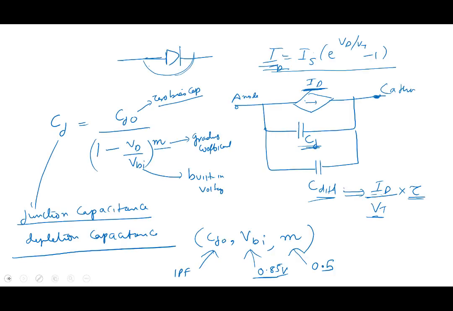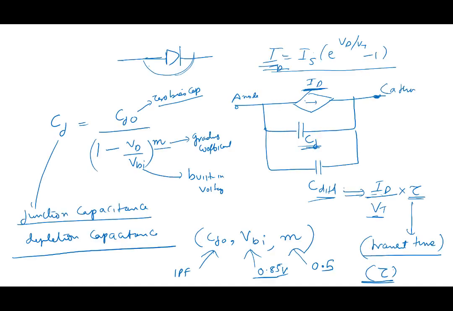Tau is sometimes called the transit time. Transit time. So for every diode there would be a parameter called tau.